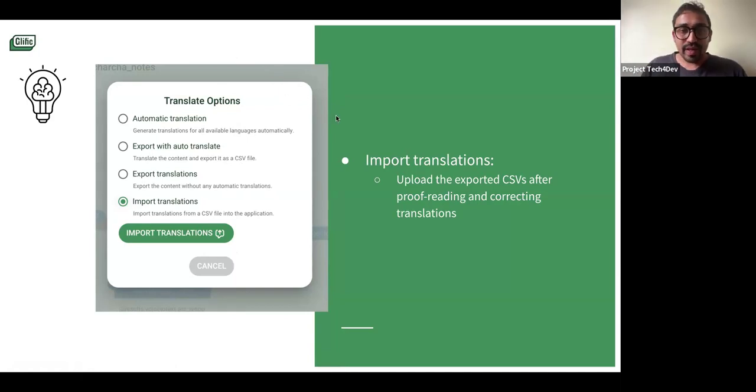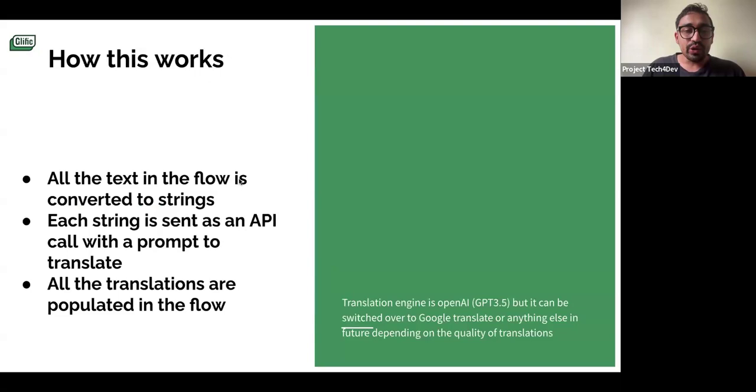So we'll quickly go ahead. Basically, how this works is that right now we are using GPT 3.5 as the translation engine. All the text that you write in nodes is converted into strings. Each string is sent for translation. The translations are received back, which have been done by GPT 3.5, and then populated back into the node or exported as CSV, depending on whatever you have chosen.